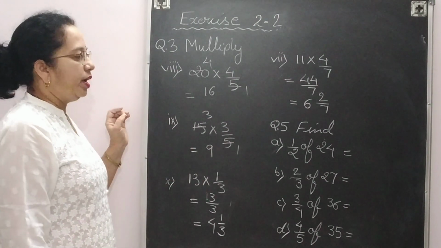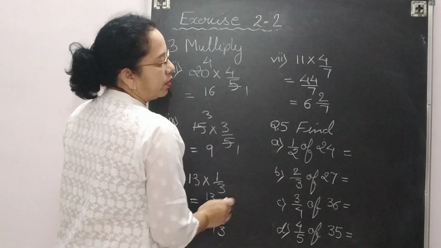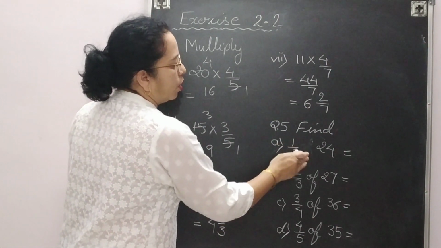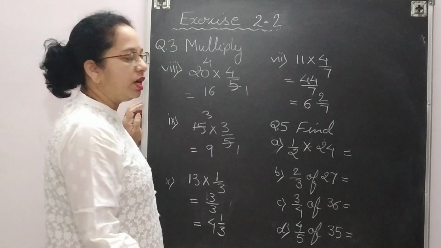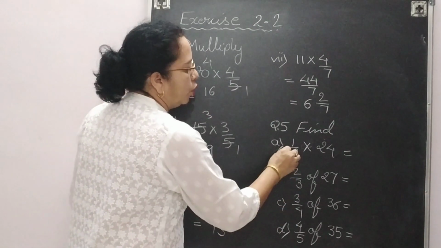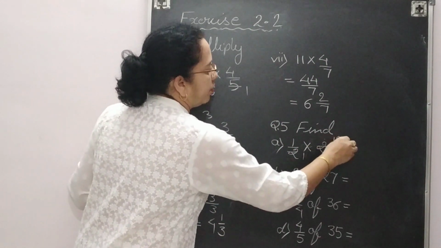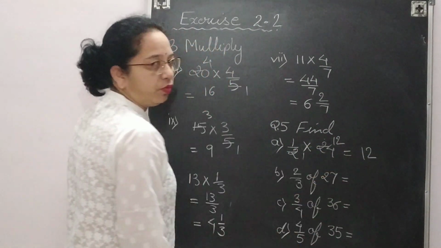Next question is find. What is the meaning of half of 24? Of means actually this is multiplication of fraction. The way of asking is different, but we are doing the same thing. 2 ones are 2, 2 12s are 24. So the answer is 12.